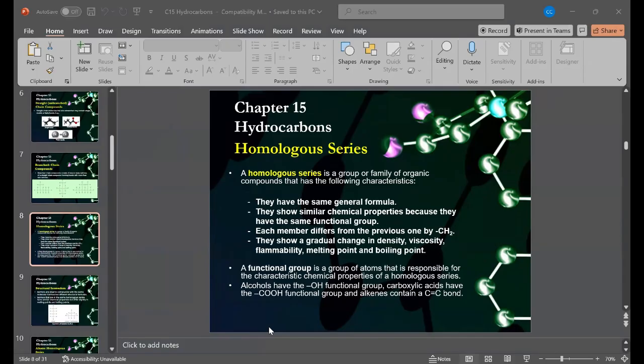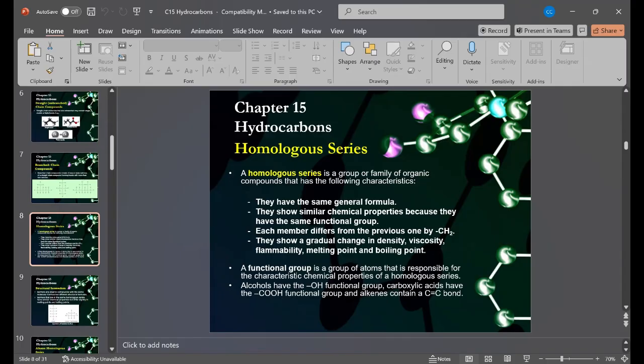Okay, good. All right, so we're looking at a homologous series, which is a group or family of organic compounds that has the following characteristics. They have the same general formula. They show similar chemical properties because they have the same functional group. Each member differs from the previous one by CH2. They show a gradual change in density, viscosity, flammability, melting point, and boiling point.